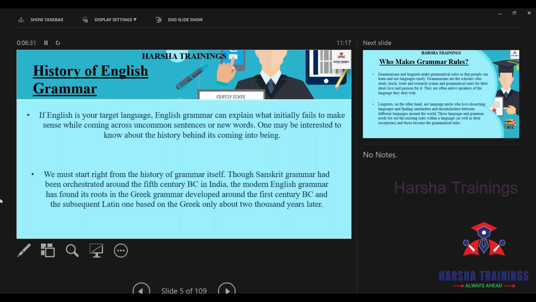Now, do you know the history of English grammar? Yes? No? You don't know? Okay, so grammar can explain the target language. What do you mean by target language? If you want to learn that language, that is your target, right? So grammar can explain what initially fails to make sense while coming across uncommon sentences or new words. What do you mean by this line? Anyone? What do you mean by this line? The sentence. You can read it once again.